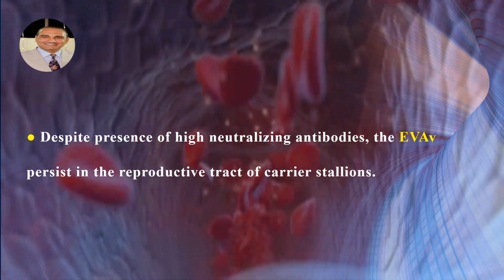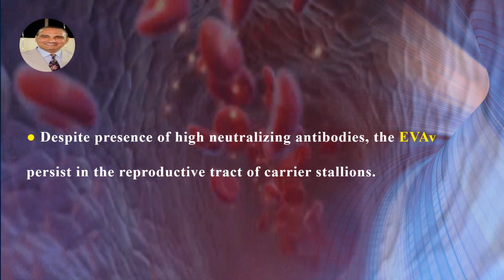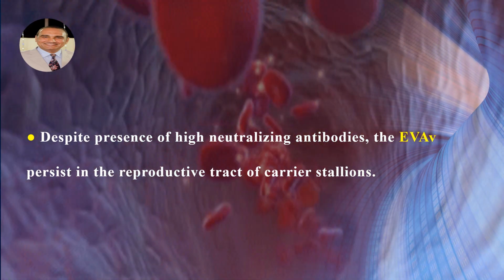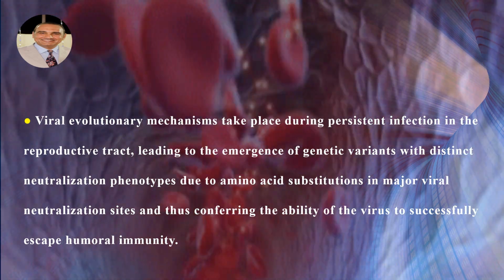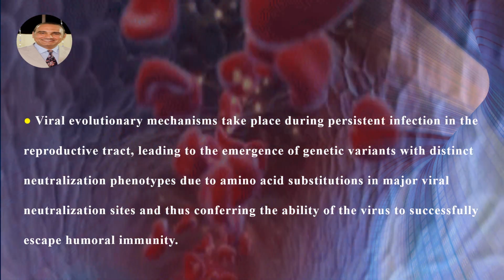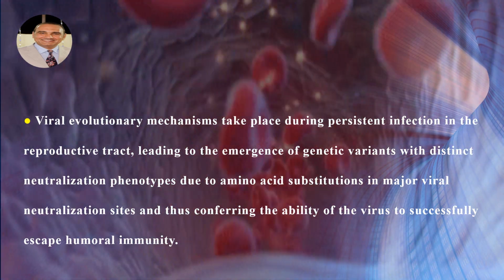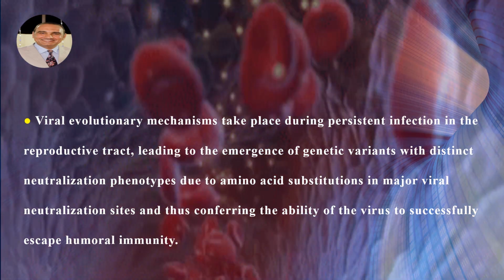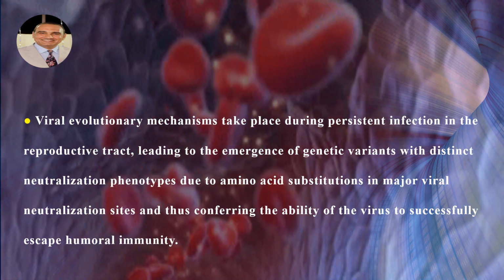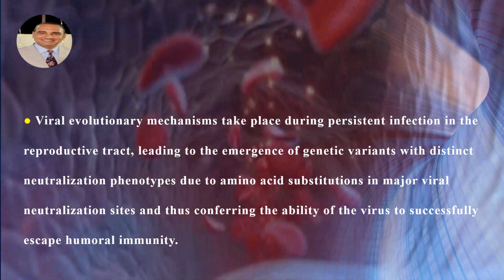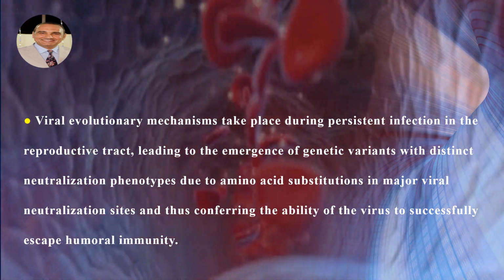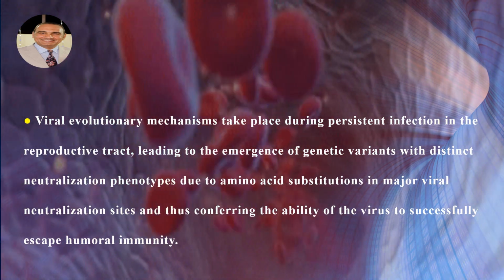Despite the presence of high neutralizing antibodies, the equine viral arteritis virus persists in the reproductive tract of carrier stallions. Viral evolutionary mechanisms take place during persistent infection in the reproductive tract, leading to the emergence of genetic variants with distinct neutralization phenotypes due to amino acid substitutions in the major viral neutralization sites, and thus conferring the ability of the virus to successfully escape humoral immunity.